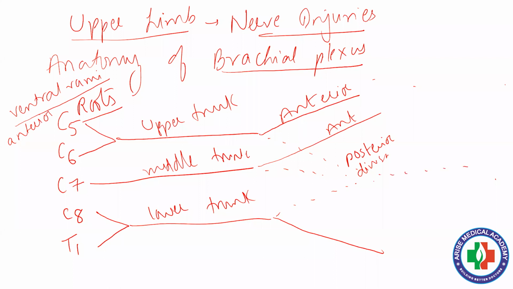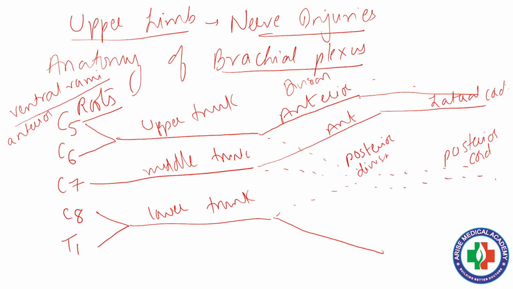All the posterior divisions unite and form the posterior cord. The anterior divisions of the upper trunk as well as the middle trunk unite and form the lateral cord. And the anterior division of the lower trunk continues as the medial cord.